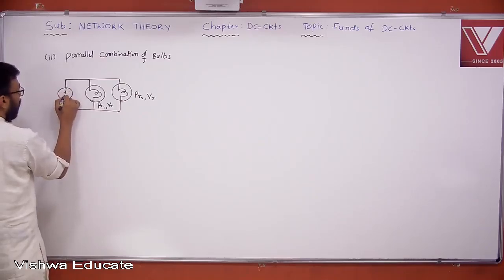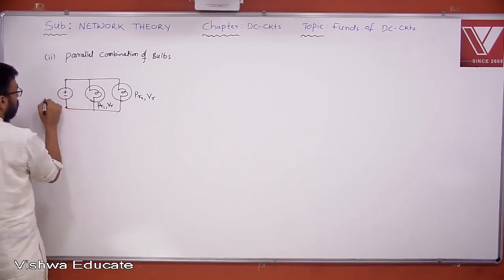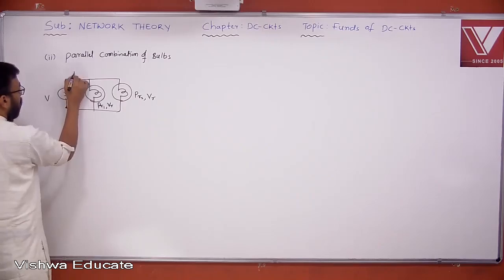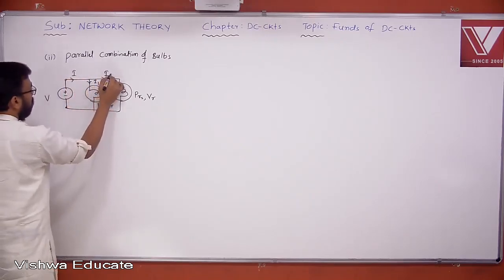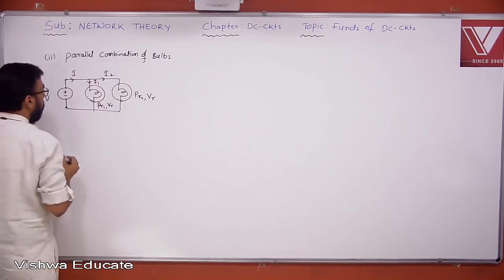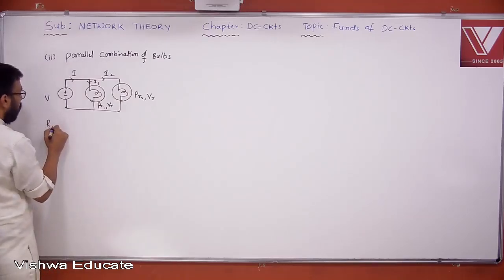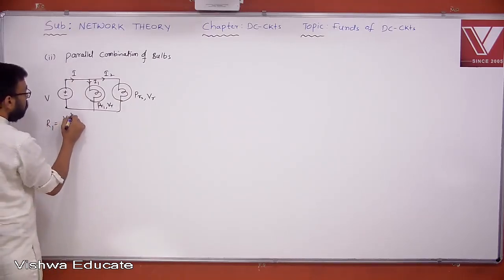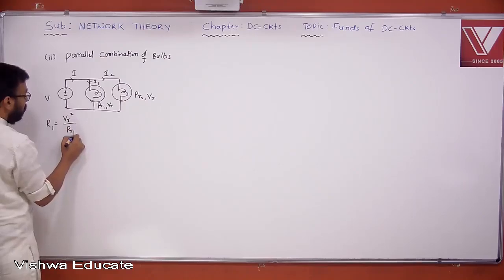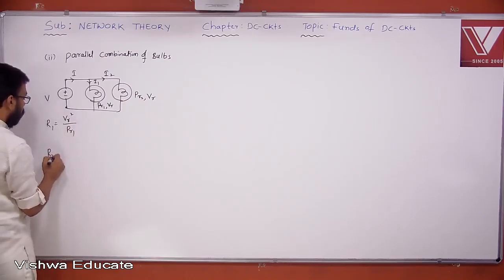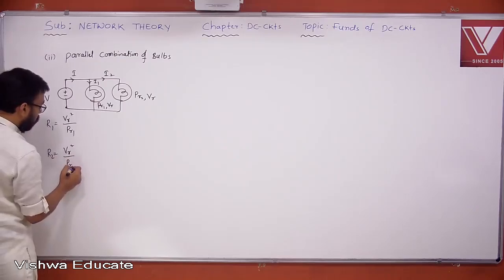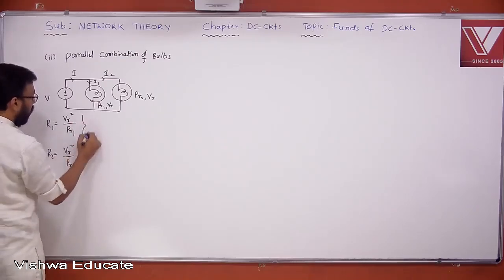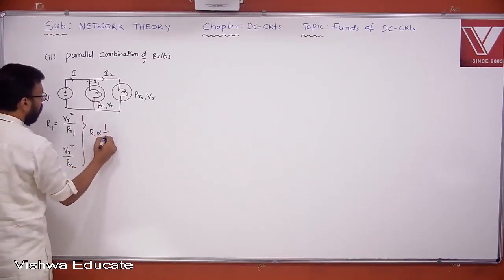Okay, some voltage we applied, let us say some voltage, and delivered some current. This is I1, this is I2. Okay, we know that R1 is equal to VR square by PR1, R2 is equal to VR square by PR2. Yes or no? We already know that R is inversely proportional to PR all the time.